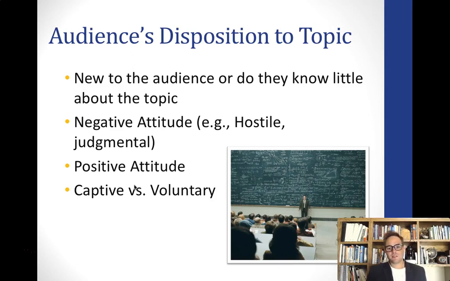So this disposition could also include negative attitudes. So are the audience members potentially hostile or judgmental about you and your topic? Or do they have a positive attitude? Are they a captive audience? So, is it a bunch of college students who are taking a public speaking class and are forced to listen to our presentations? Or are they completely voluntary? Are these people showing up to maybe our TED Talk, right?